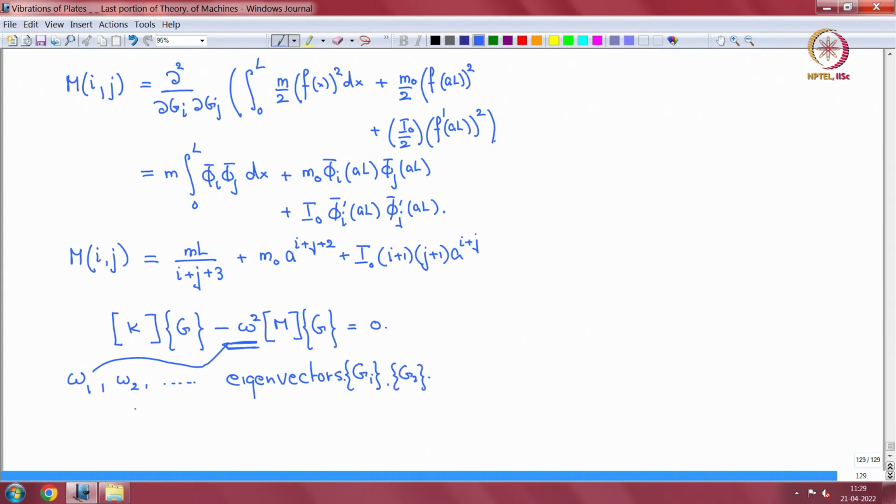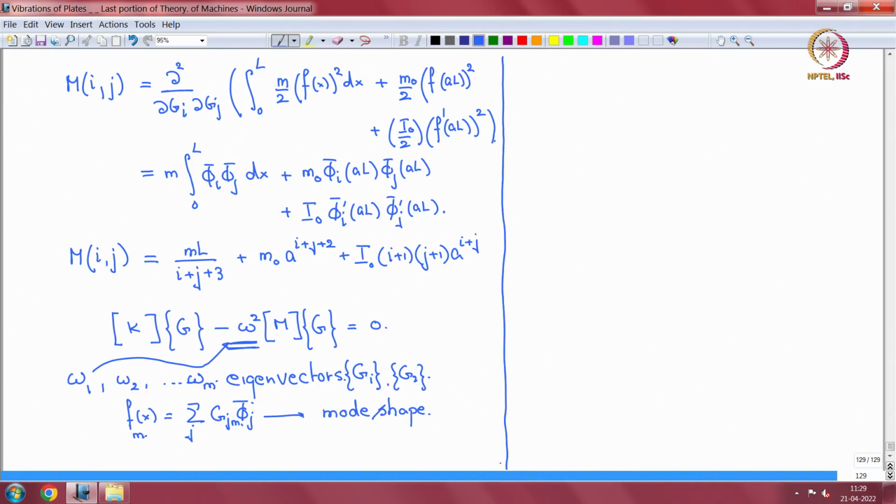Once you do that, if you go back to your f of x, which is a summation, let us say, over j, gj phi j bar, then that will give you the mode shape, the mth mode shape. Let us call it gjm here for the mode shape corresponding to the mth natural frequency. Okay. So I have shown you a slightly more complicated system.